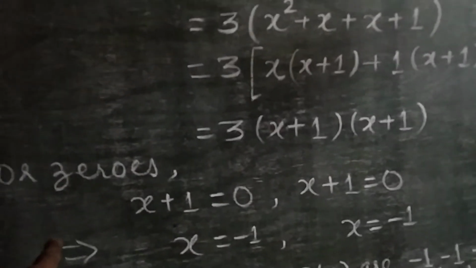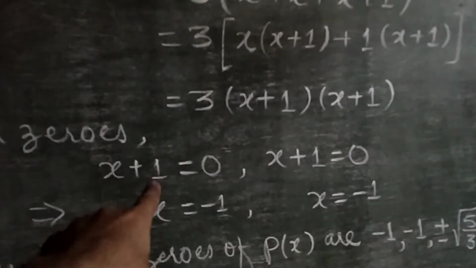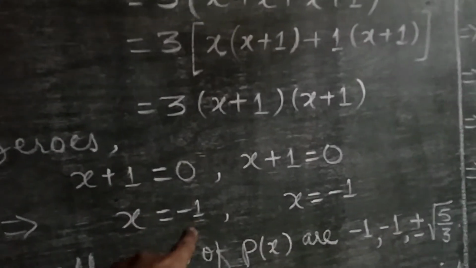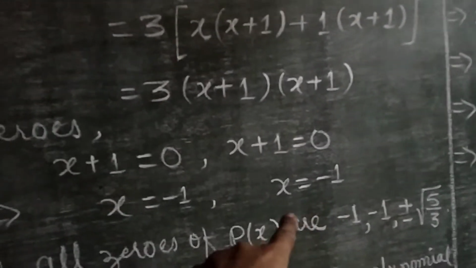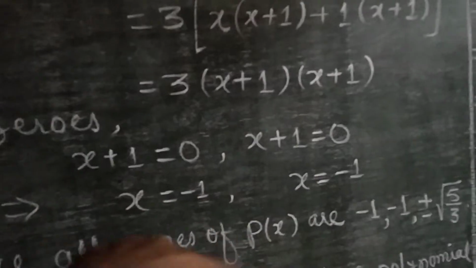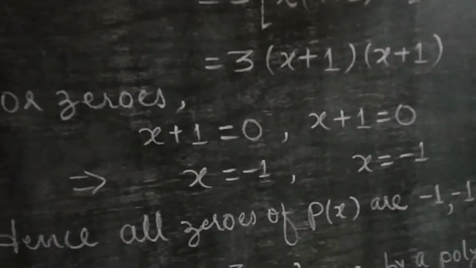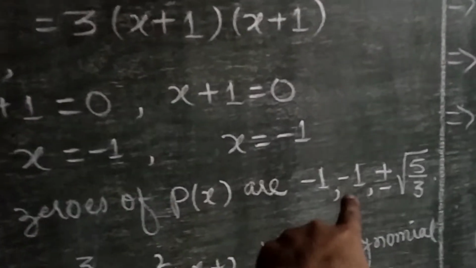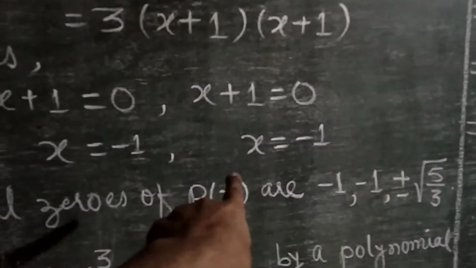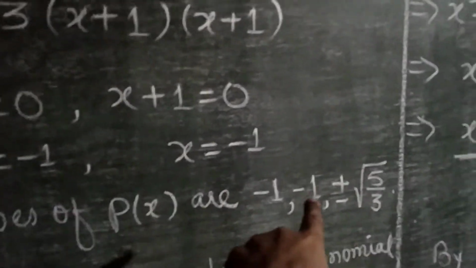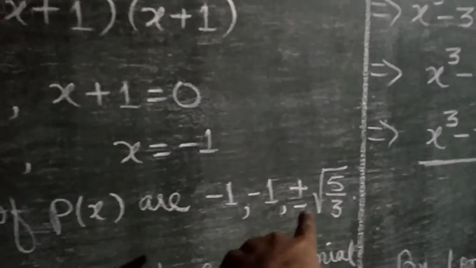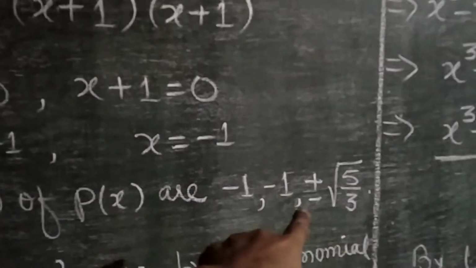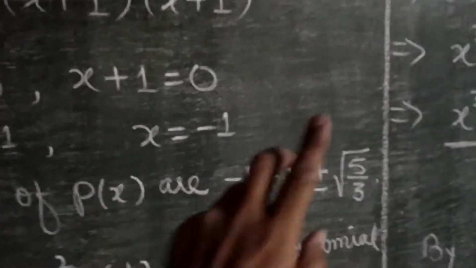So this is the factor of q(x). Now for the zeros, we will equate both the factors to 0: x plus 1 equal to 0, x plus 1 equal to 0. We will get x equal to minus 1, x equal to minus 1. So these zeros will also be the zeros of p(x). Hence all the zeros of p(x) are minus 1, minus 1. These are obtained by q(x) equal to 0, and plus root 5 by 3 and minus root 5 by 3 are the given zeros. So these are the 4 zeros of p(x).